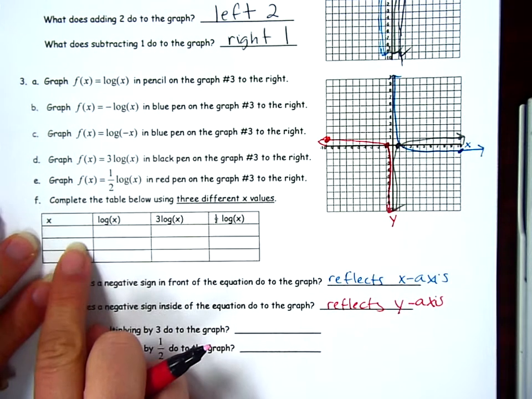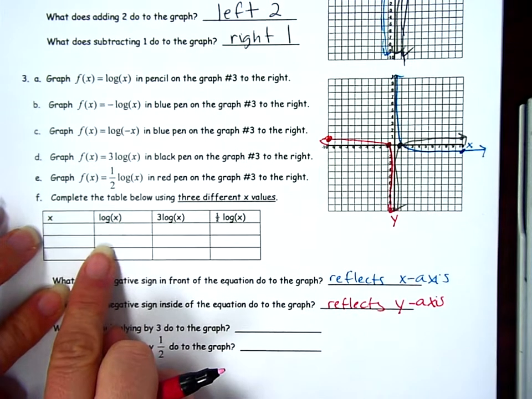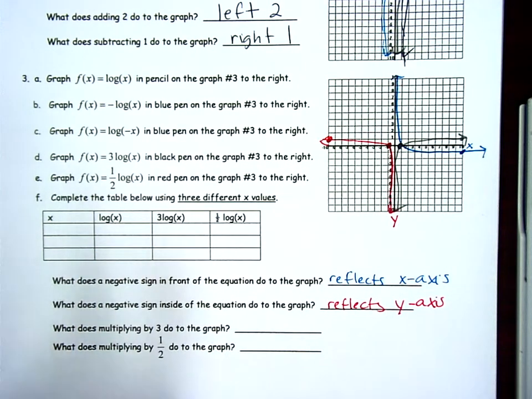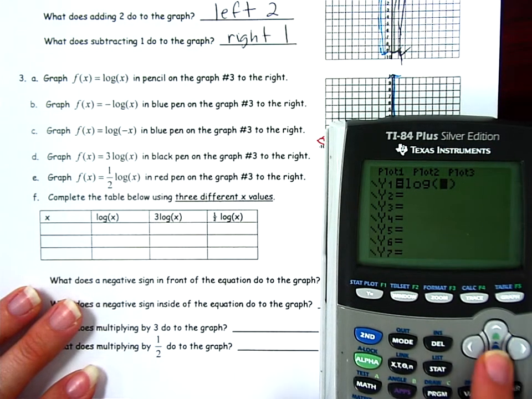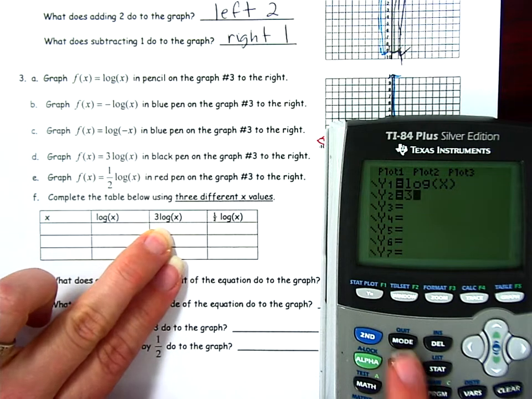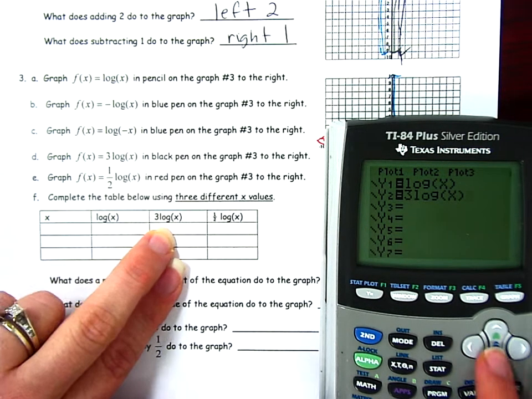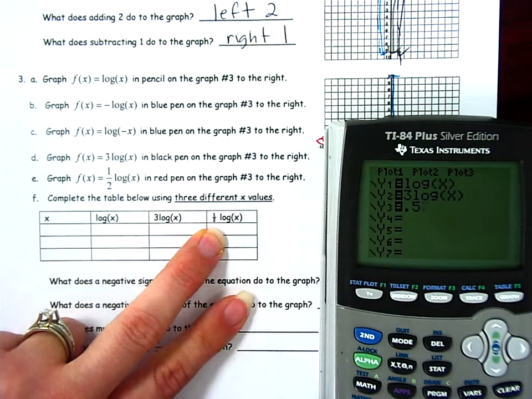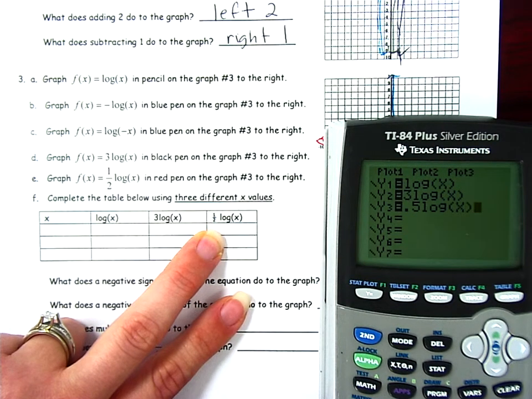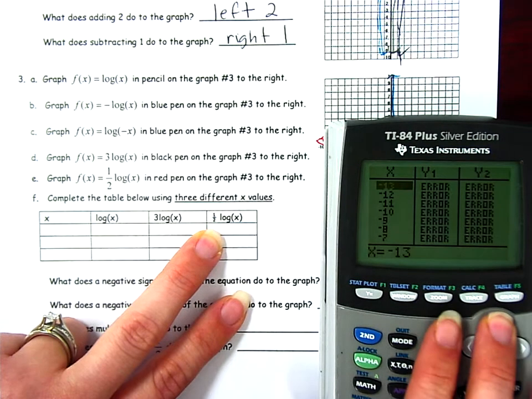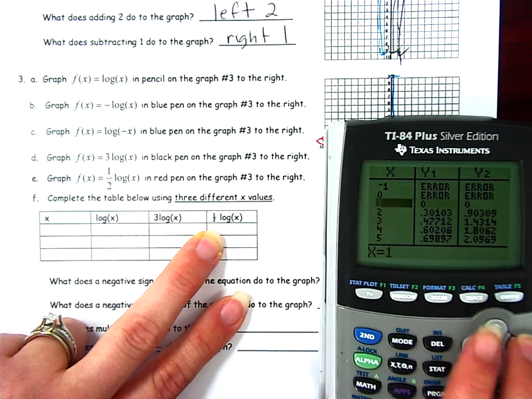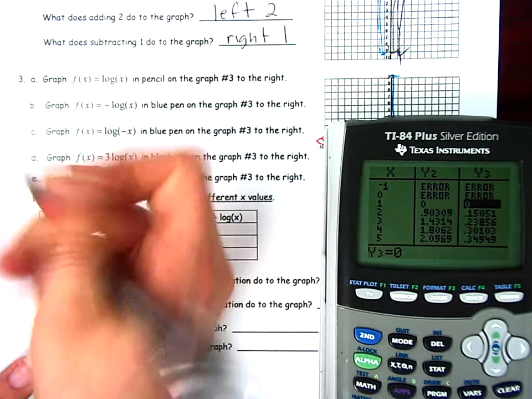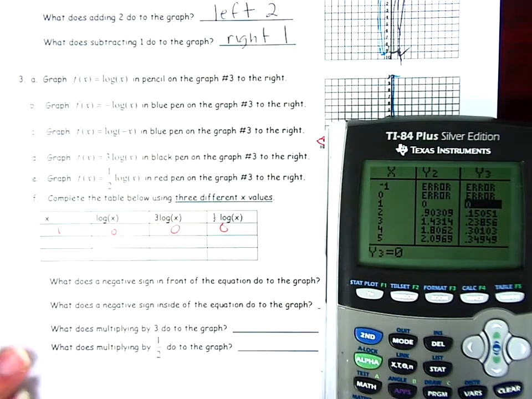For D and E, we want to go ahead and fill out this table first. That's going to help us graph our stretches and shrinks. So we're going to say we've got the log of plain old x. Then we want to graph 3 log x. Finally, we want to do 1/2 log x. I'm going to go ahead and do 0.5 log x. When we look at my table, in all of these we have the point (1, 0).